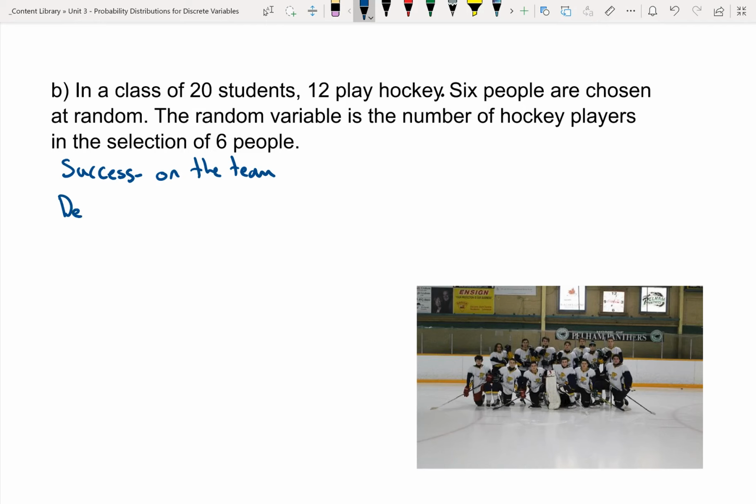So out of the people that I select, are they on the team? This is a dependent trial because as I pick one person from the class of 20, the probability changes. The probability should increase if I don't pick a hockey player, and it should decrease if I do pick a hockey player, based on whoever is left. So in this case, it should be hypergeometric, which means I need to find an A value, an X value, an R value, and an N value.